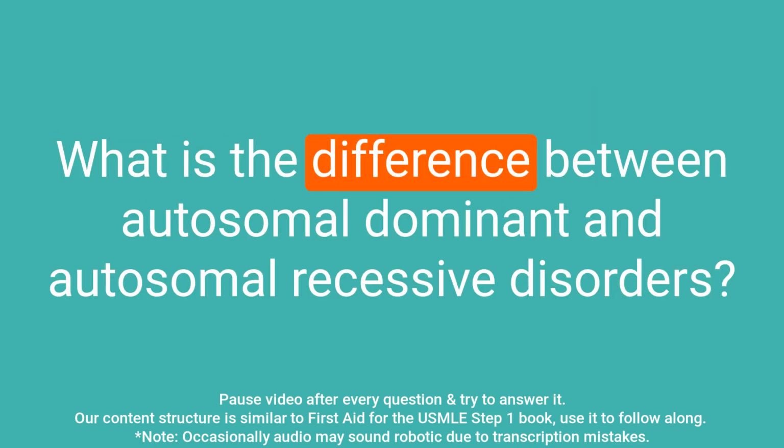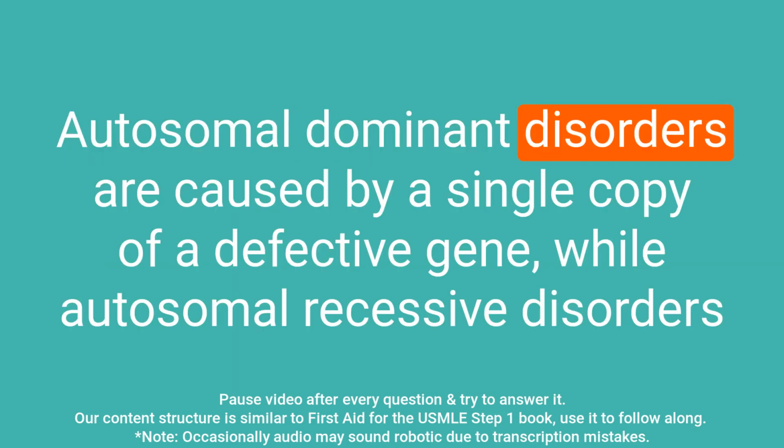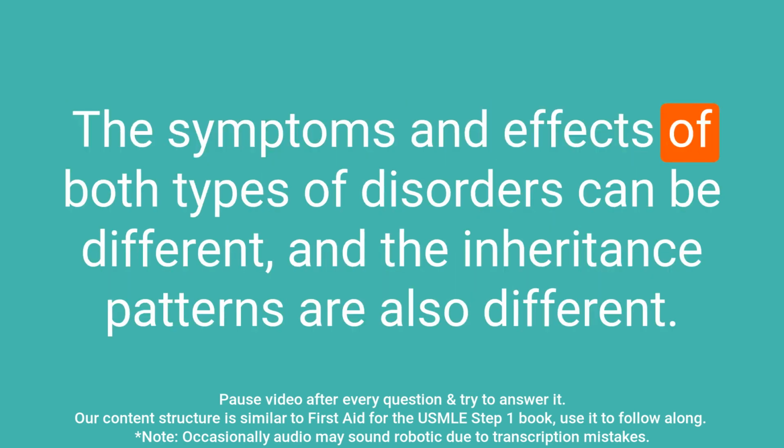Question: What is the difference between autosomal dominant and autosomal recessive disorders? Answer: Autosomal dominant disorders are caused by a single copy of a defective gene, while autosomal recessive disorders are caused by two copies of a defective gene, one inherited from each parent. The symptoms and effects of both types of disorders can be different, and the inheritance patterns are also different.